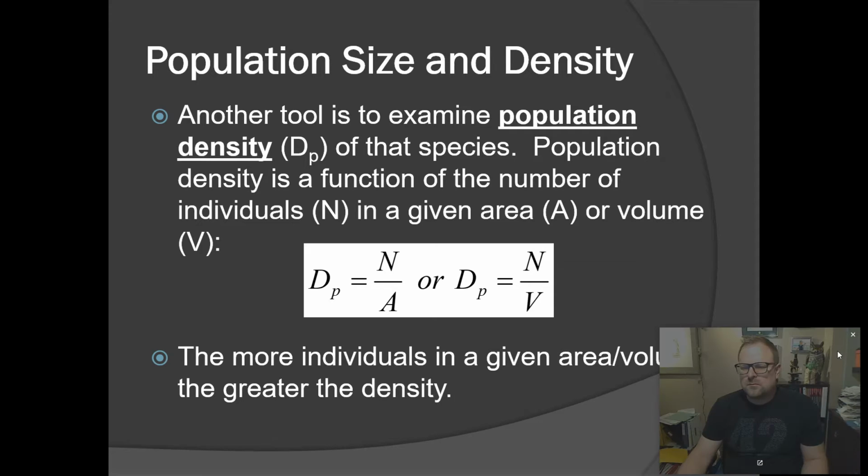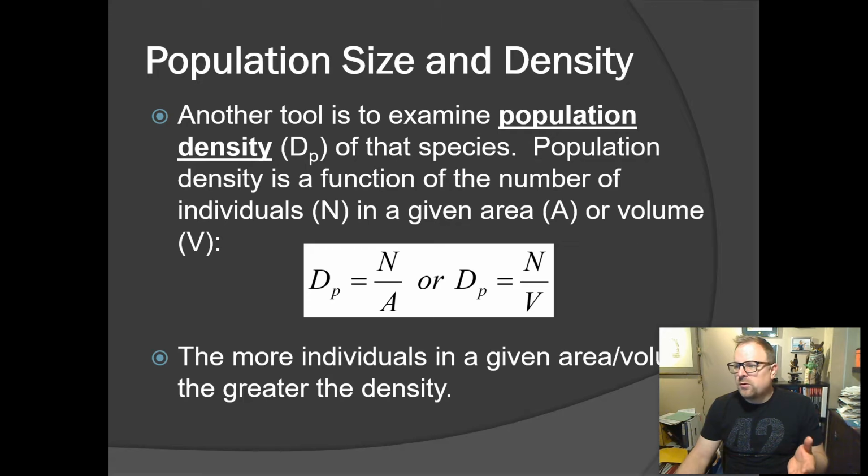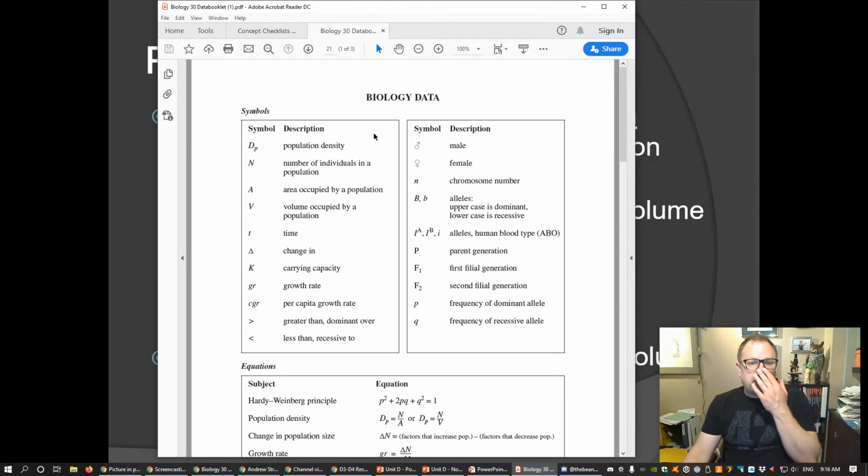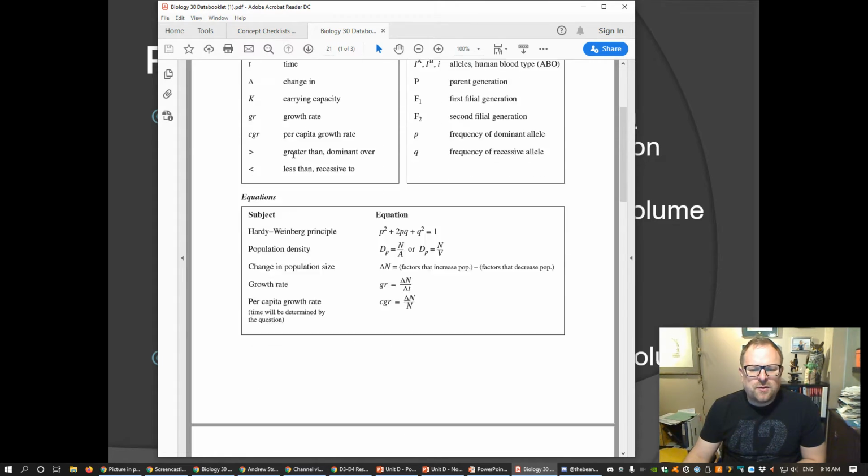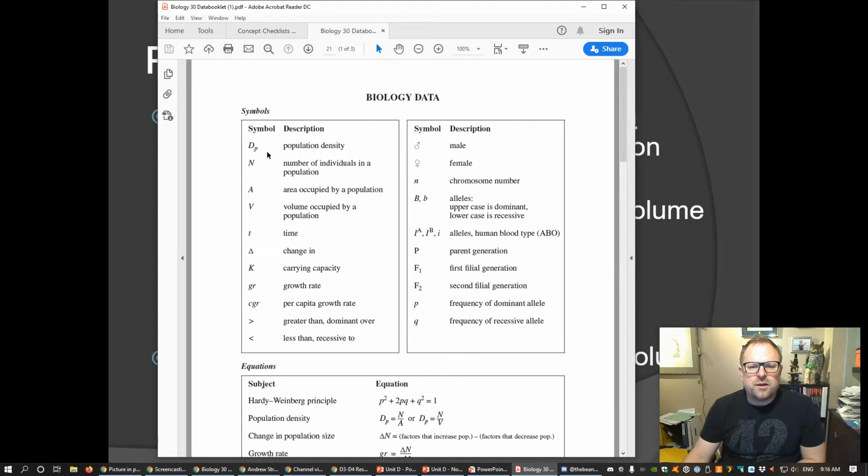So I think at this point it would be important to point out one thing to you guys, and I'll pop it over onto the screen from my other screen here. This is your data booklet, and you can have this out in front of you as you're working through this concept, and basically through the whole course if you wanted to. But a lot of the things that we are going to talk about today are contained on the first page of your data booklet here. And it's really a 3-pager. It's not really a booklet like the chemistry one might be. But for example, population density is listed up here, number of individuals, area, volume, time, change in carrying capacity, growth rate, per capita growth rate.